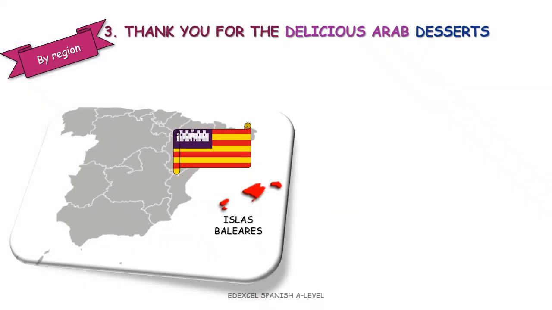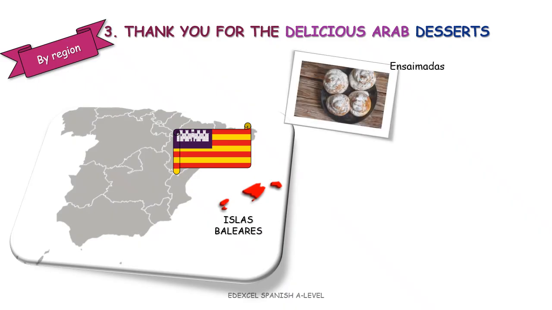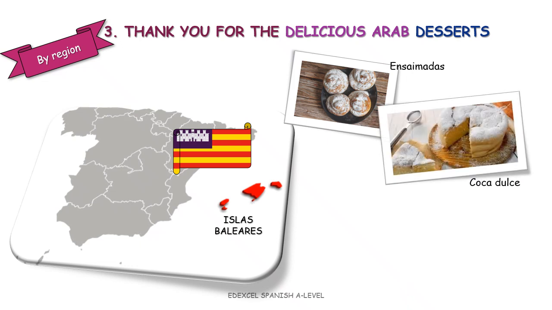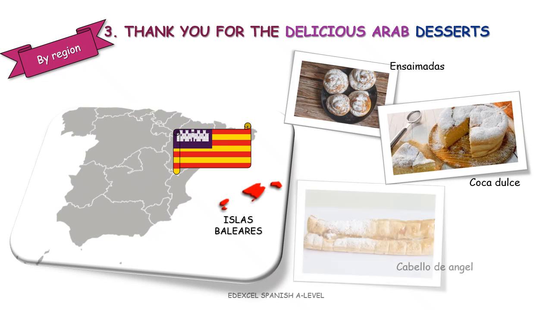Las Islas Baleares. Arab heritage can be seen in early ensaimadas. Older versions of the recipe were made with honey, sweet cocas, and pastries filled with pumpkin jam, known as cabello de ángel, or with almond filling. The reason is that the islands were under Muslim rule for centuries. Now I'm hungry. Let's move on to the final part, vocabulary.